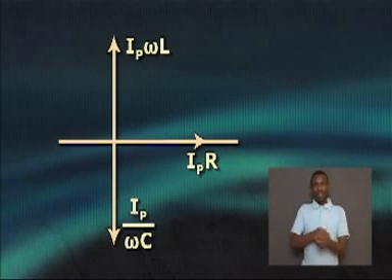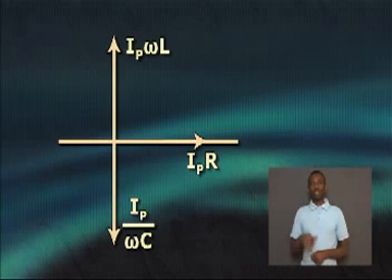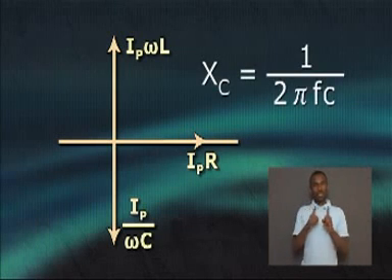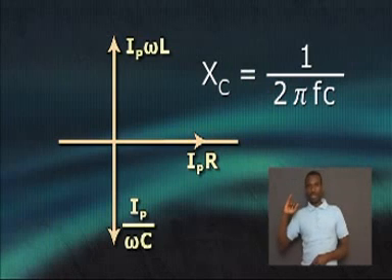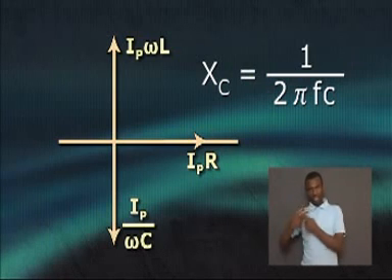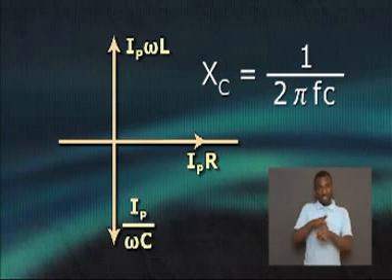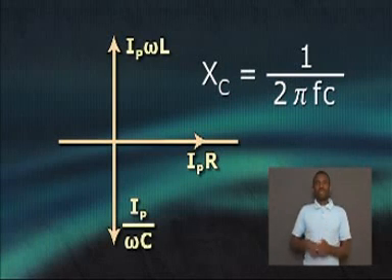Capacitive reactance is the amount by which the capacitor impedes the flow of the current. It is given by the expression XC is equal to 1 over 2 pi times F times C, where F is the frequency of the supply's phase difference and C is the value of the capacitance.